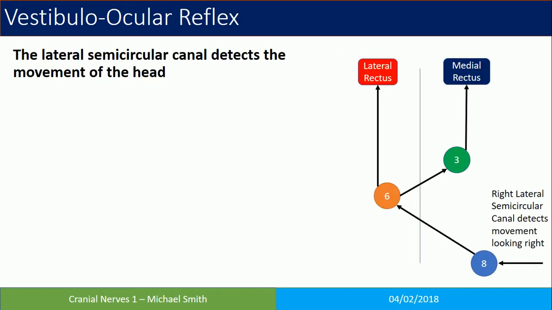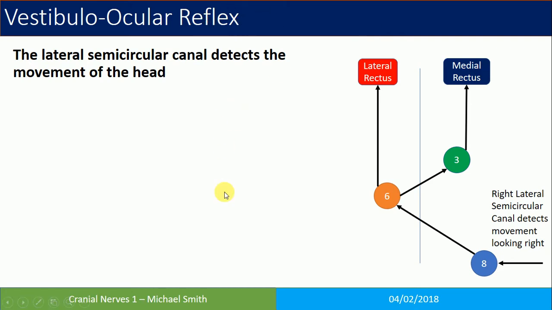So the way that we do this is by having on this diagram here this medial longitudinal fasciculus which connects cranial nerve 6 to cranial nerve 3, and then cranial nerve 6 sends its information to lateral rectus on its side, and cranial nerve 3 to medial rectus on its side. So in this example, on the left hand side, cranial nerve 6 is looking laterally, cranial nerve 3 is looking medially on the right hand side, so both eyes will look to the left.